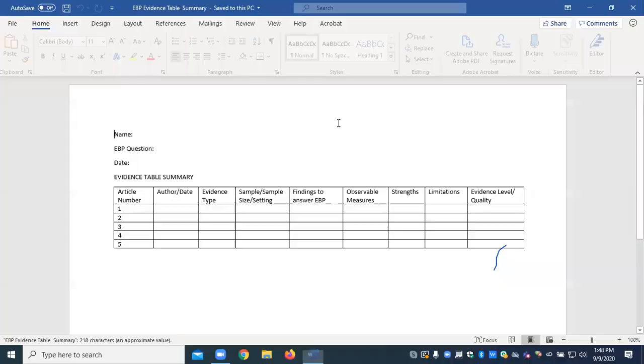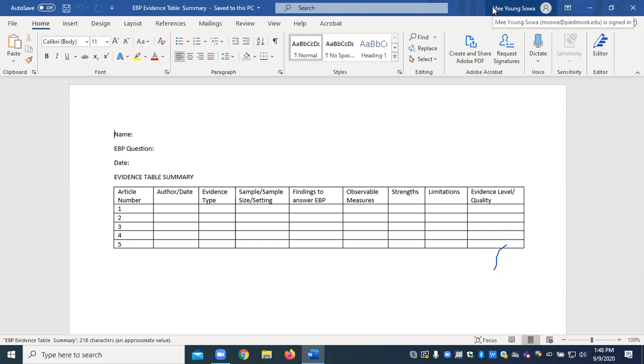It is posted like this, okay? I don't know what that is. Therefore, if you fill out this article one, author, just the first author, you cannot put every author. Then the date, the year, and tell me either research or non-research, whether it's a clinical guideline, literature review, or systematic review. We have to tell, okay?